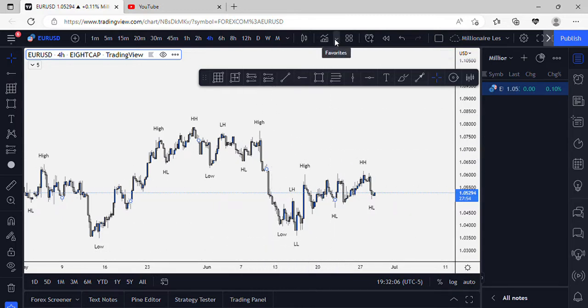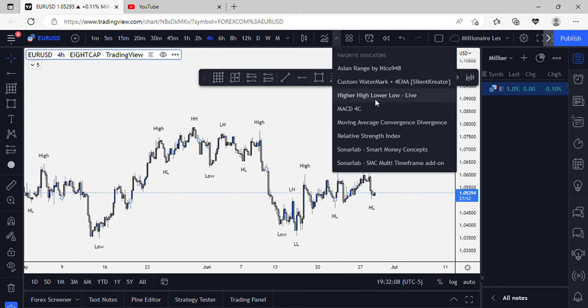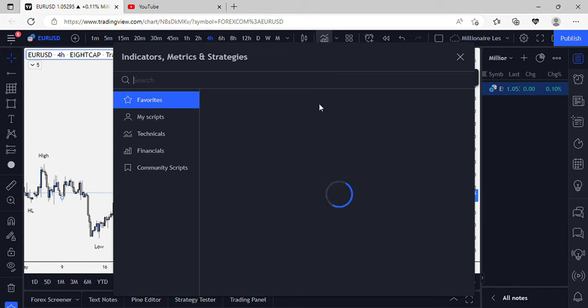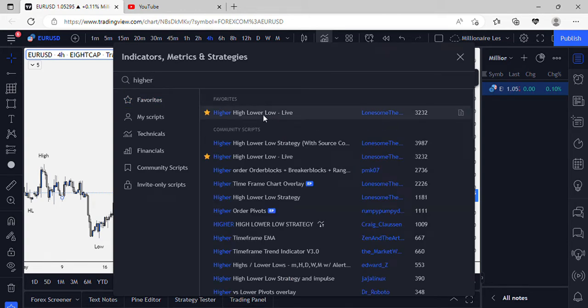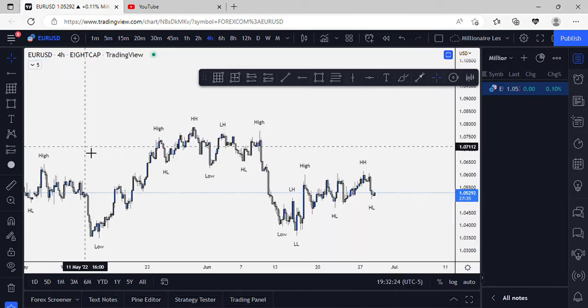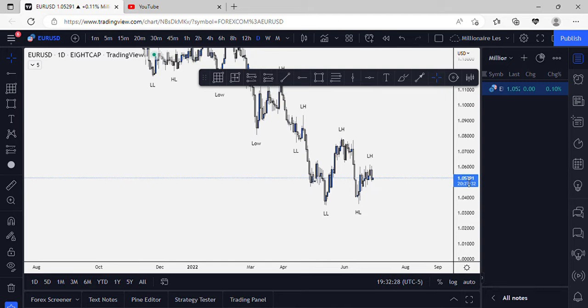What it's called is Higher High, Lower Low Live. Let me go ahead and type that in so you can see who it's by. Higher High, Lower Low Live by Lonesome, the whatever dot dot dot 3232. And pretty much what it does is it maps out those highs or those lows.